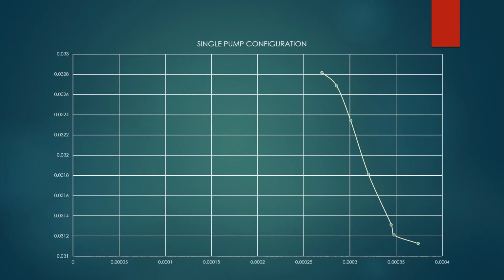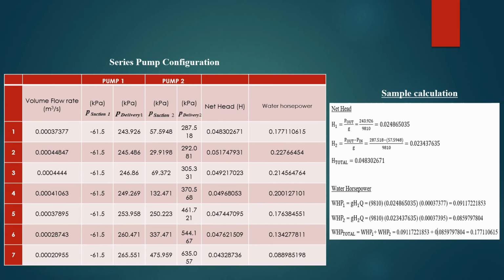The graph correlation shows that pump head decreased as the flow rate increased. This relationship states that pump head is inversely proportional to flow rate. And this is the table for series pump configuration. We use the pressure to calculate the net head. H1 equals P out over G, and H2 equals P delivery 2 minus P suction 2 over G. And the H total is the sum of H1 and H2.